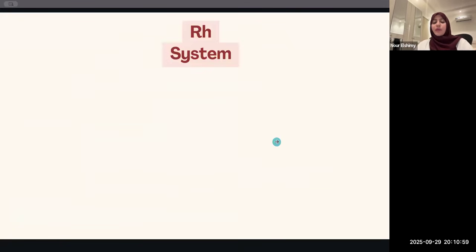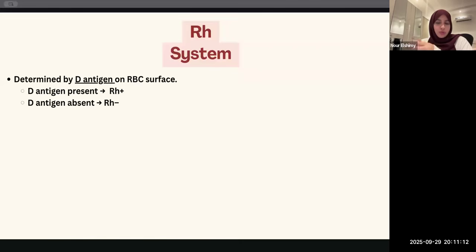Now we talked about the ABO system. Let's move on to the RH system. RH determines the sign of your blood group. So it's either positive or negative. I'm pretty sure most of you guys know your blood group. So you'd either be A positive, B positive, AB positive, B negative, O negative. That negative sign or positive sign refers to the RH system.